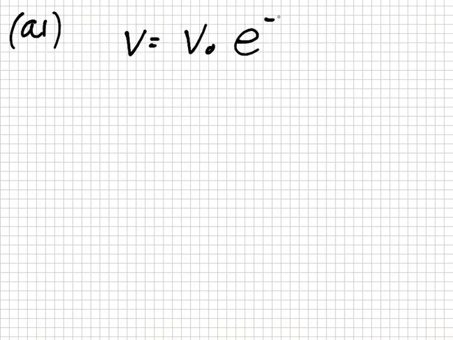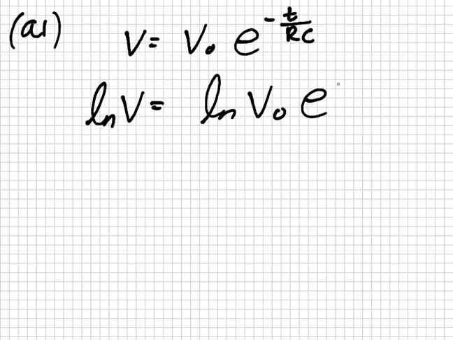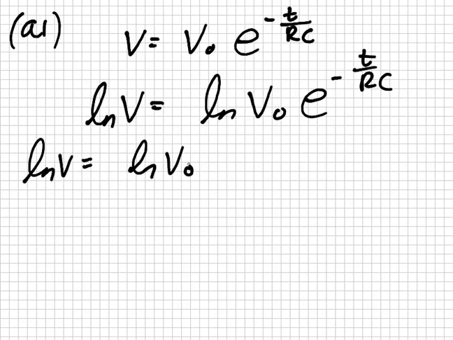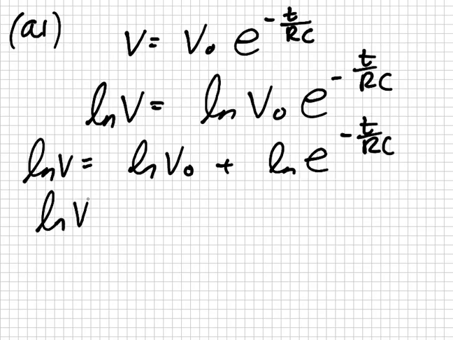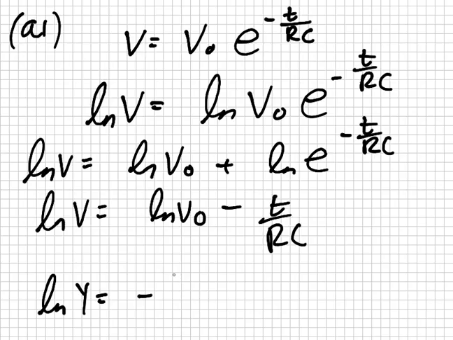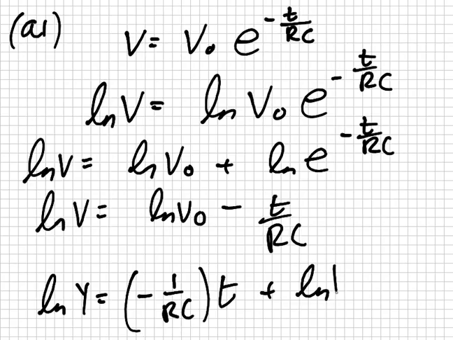Okay, so we have V equals V0 e to the minus t over RC. I put log on both sides. Log V equals log of V0 e to the minus t over RC. So I get log V equals log V0 plus log e to the minus t over RC, so log V equals log V0 minus t over RC. So I get log V equals minus 1 over RC times t plus log V0.